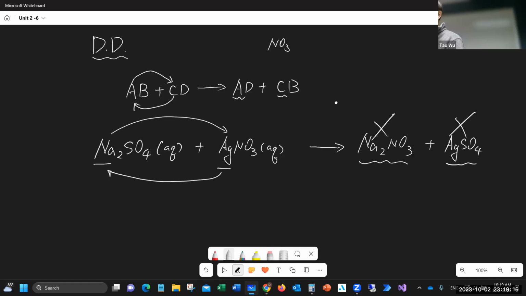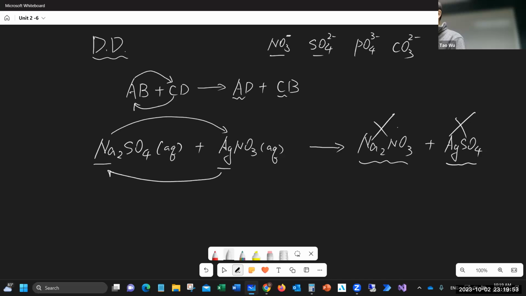Nitrate, sulfate, PO4, and CO3. And the charges, respectively, nitrate is -1, sulfate -2, phosphate -3, and carbonate is -2. Those are very commonly used polyatomic ions. So the reason you're going to be familiar with this is when you write the formulas, you will be able to directly write down the correct formula.